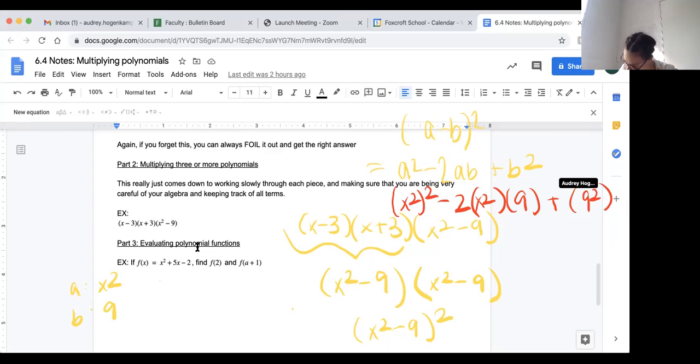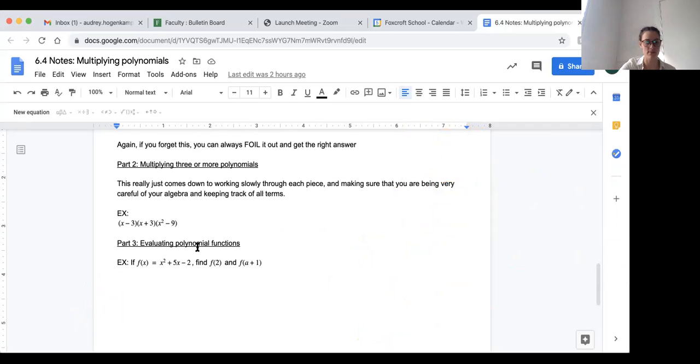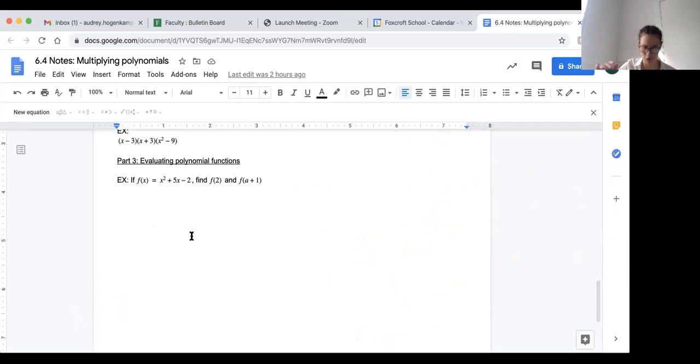So then we get x squared squared, power to a power, is going to be equal x to the fourth minus 18x squared plus 81. And that is my final answer there. So generally, sometimes you can use those fancy special cases that we learned, sometimes you can't. But either way, when you're multiplying 3 or more polynomials, you want to start with the first two and then keep adding layers.